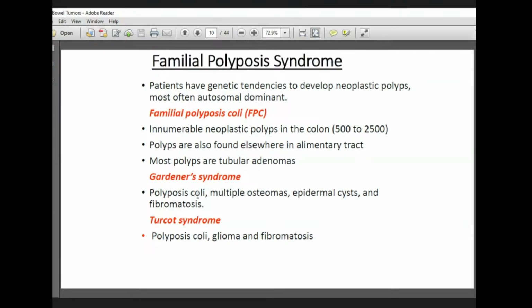Gardner syndrome, you have polyposis coli along with multiple osteomas, epidermal cysts, and fibromatosis. Turcot syndrome, you have polyposis coli, colorectal carcinoma, glioma, and fibromatosis. So these are the familial polyposis syndromes. The other one is hereditary non-polyposis, where you have polyps but they are not in large number. That's why we call it non-polyposis.